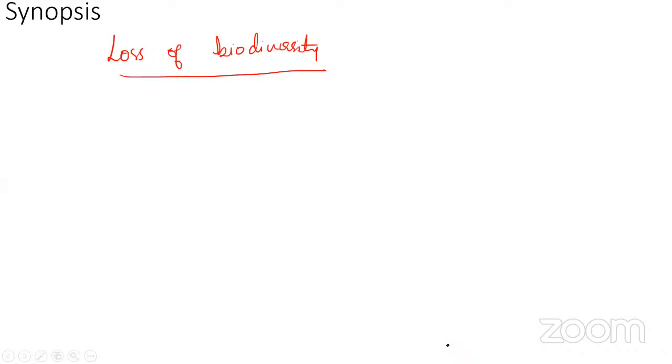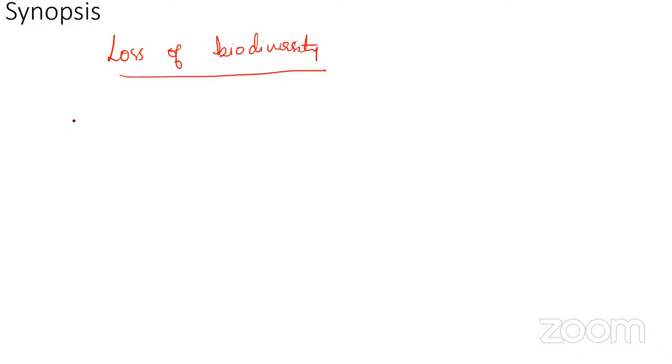Compared to all other taxa of organisms, the taxa which is getting extinct or threatened the highest is amphibians. And you have studied that what Earth is undergoing now is the sixth mass extinction. This mass extinction is also called the anthropogenic mass extinction because the ones responsible for it are humans.